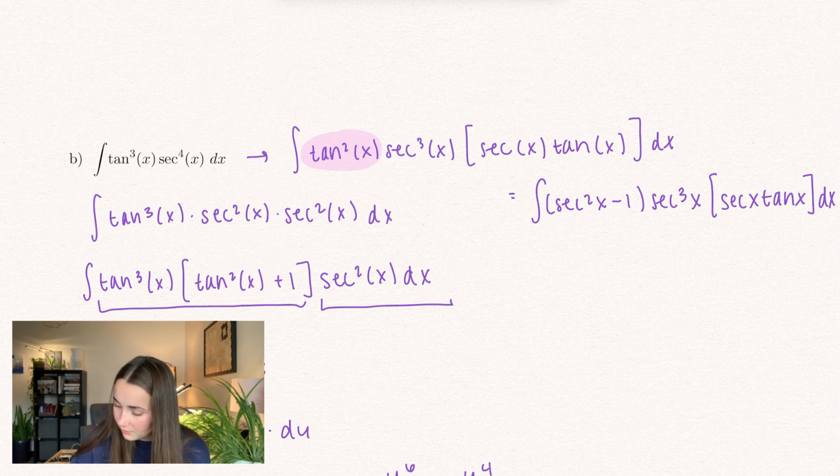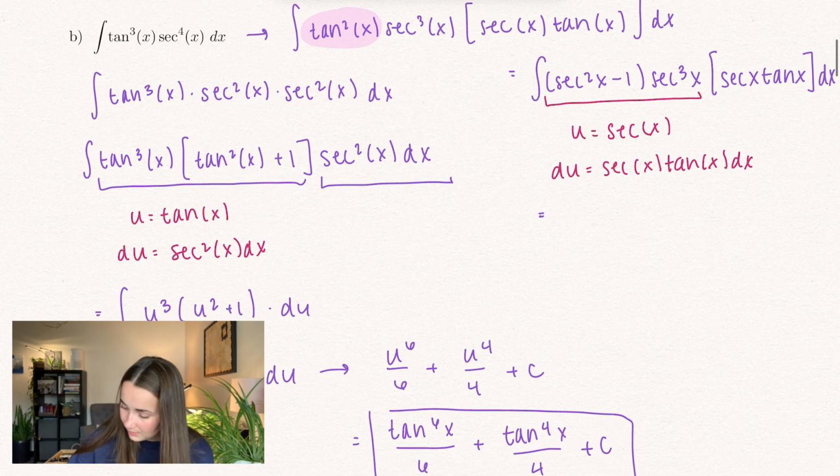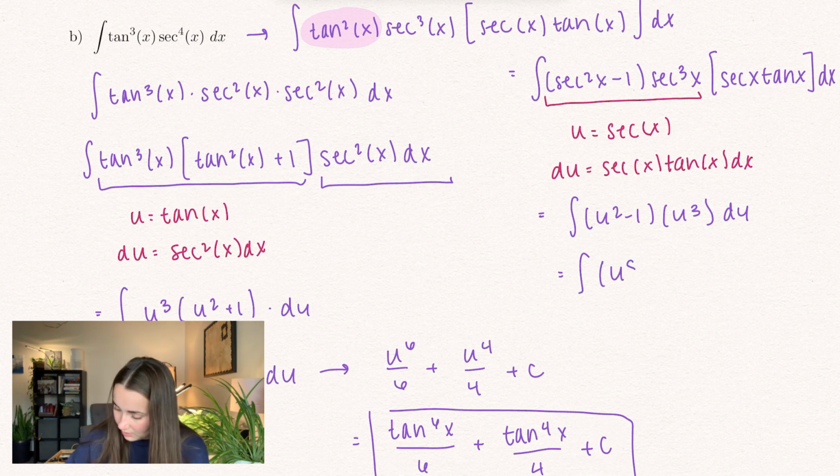And so right here, you would follow the exact same process. So u is going to be equal to now our secant of x. So then we get our corresponding du is equal to the secant of x tangent of x dx. So here you can replace everything back in, right? That's going to be the integral of u squared minus 1 times u cubed times du. And notice here, we're going to get something super similar. We get u to the power of 5 minus u to the power of 3 du.